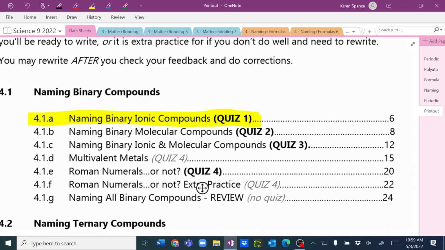Before you do quiz number 2, you have to do 4.1b. And if you want to know what page it is, it's right there. If you want to do quiz 4.1c, you have to complete quiz number 3, you have to do 4.1c. Okay? Yes. Oh, yes. Here we go. There you go.